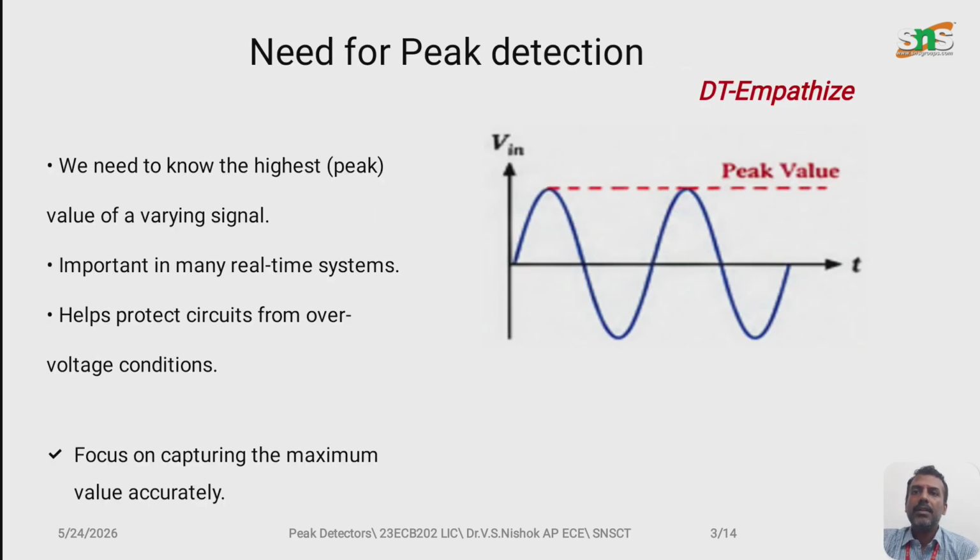So here we can see the need for peak detection. Many electrical signals vary along with time. So here we need to know the highest value of a varying signal. That is nothing but the peak value of any electrical signal which varies with time. This measurement of peak value is very important in many real-time systems, and this measurement also helps in protecting the circuit from over voltage conditions.